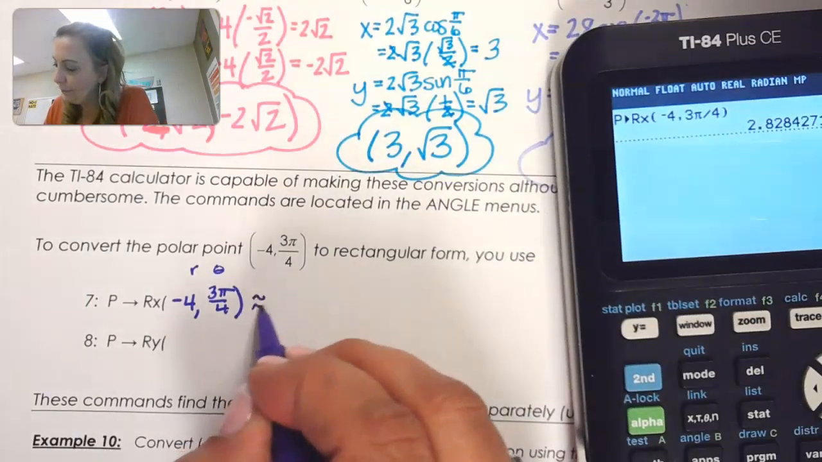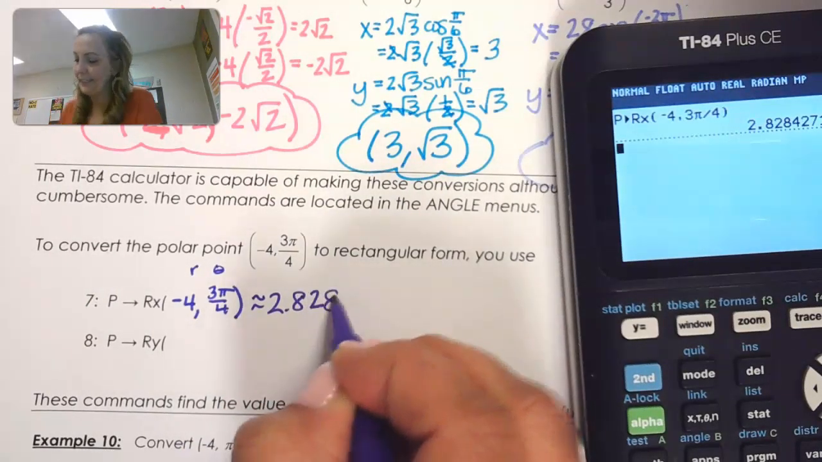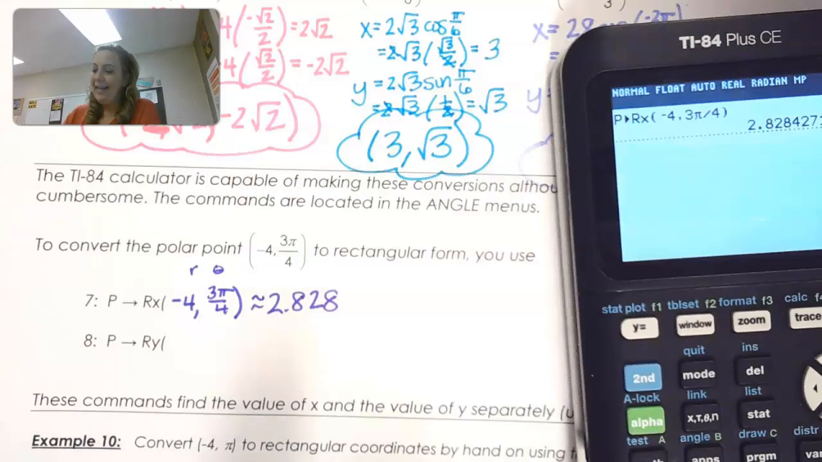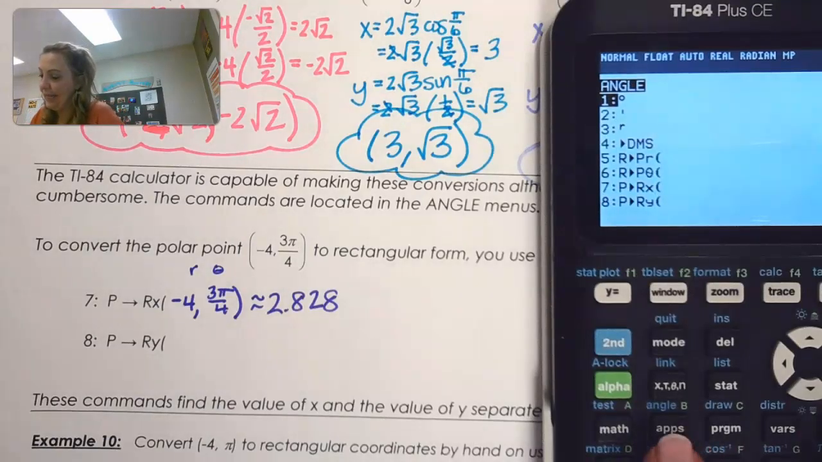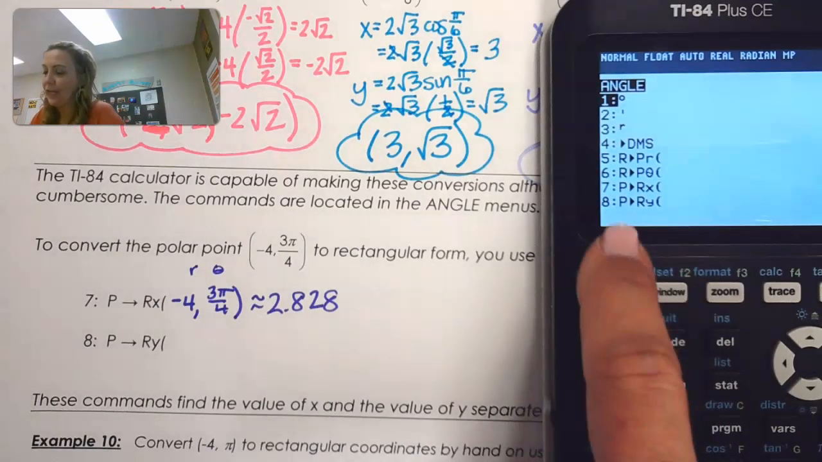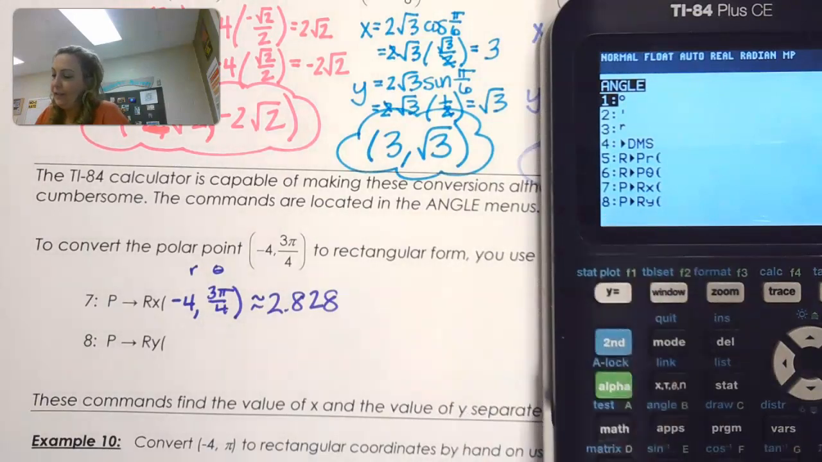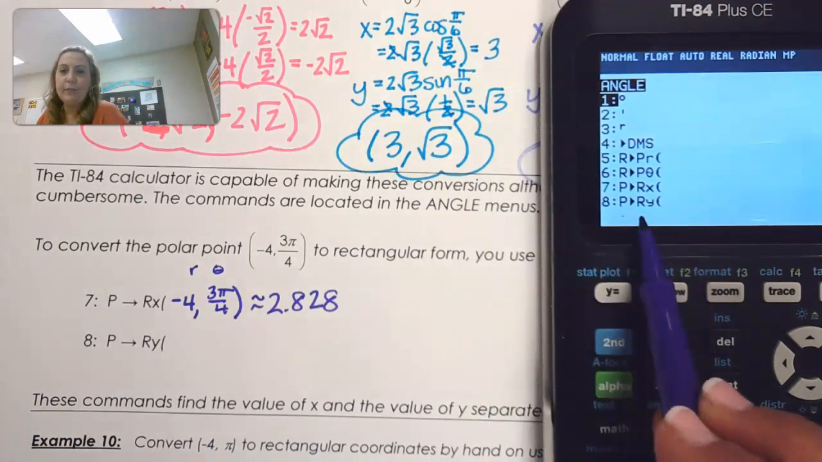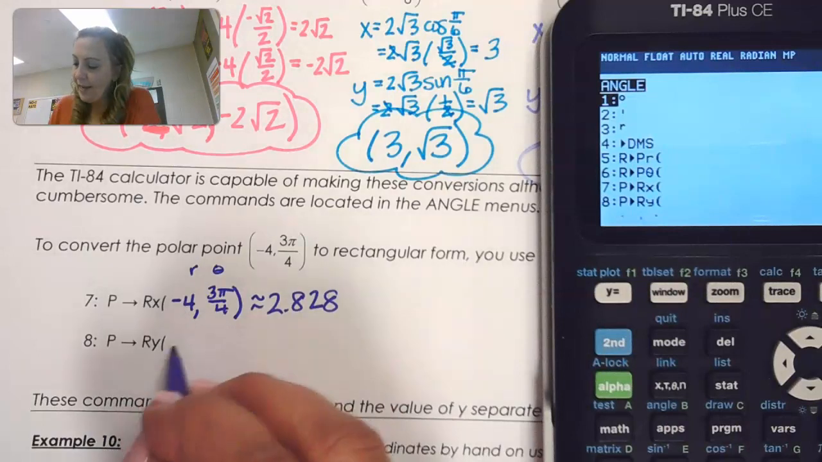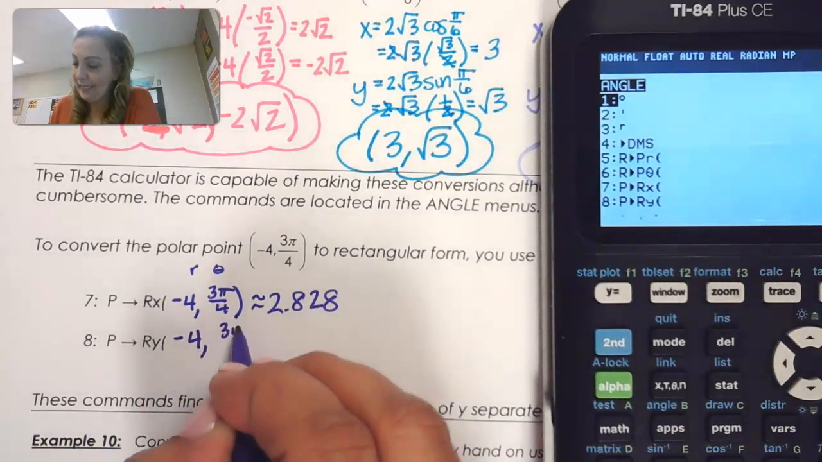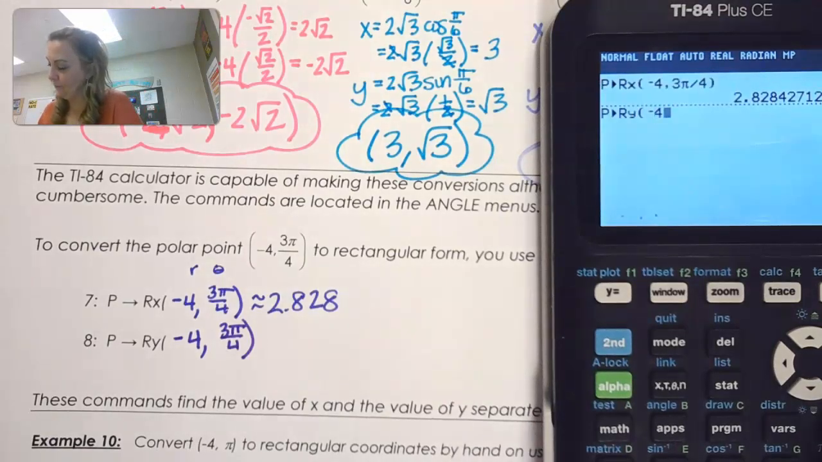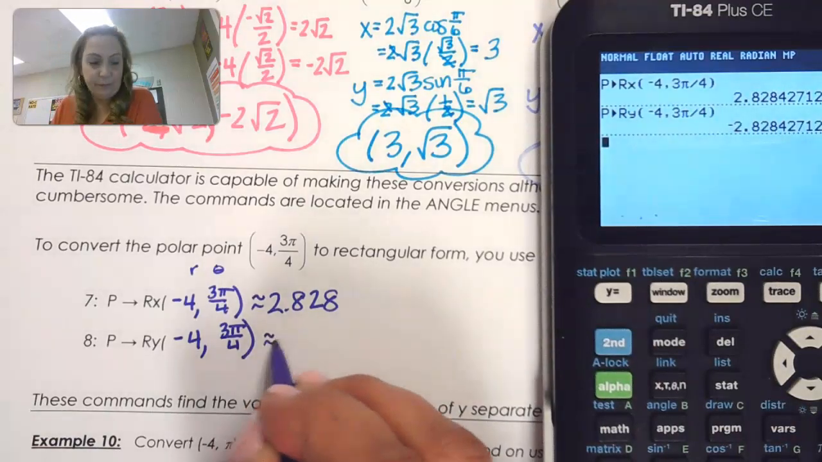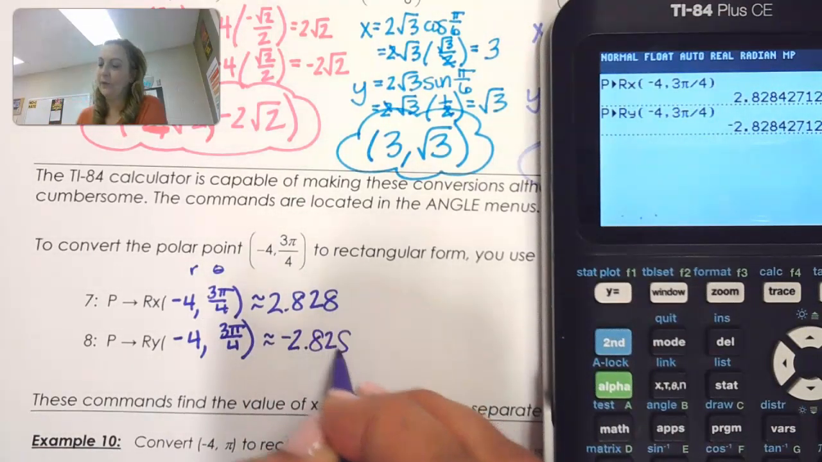So that's going to give me about 2.828. And then for the y, you would go back to second angle, well, second apps to get to angle. And now you would do number 8. You're saying, I want to do polar to rectangular, but do the y coordinate for me. And so again, you would type in the r and the theta value. And then it would give you the approximate y coordinate, okay?